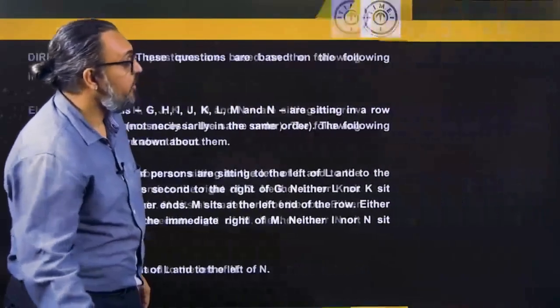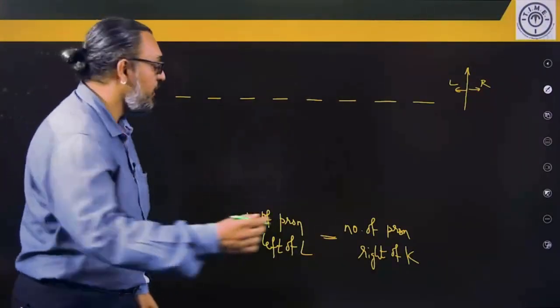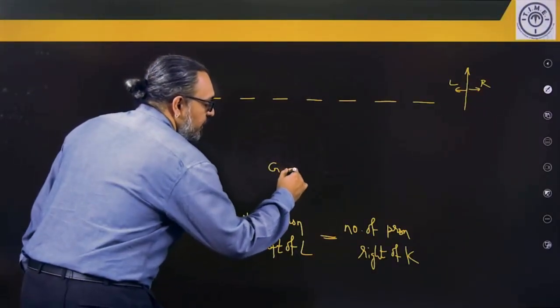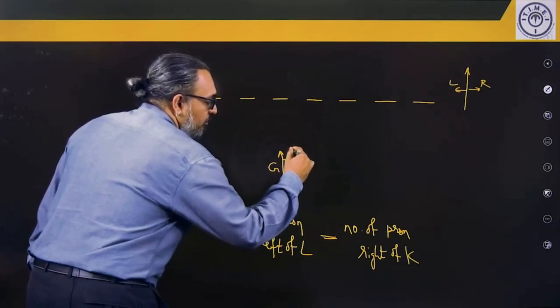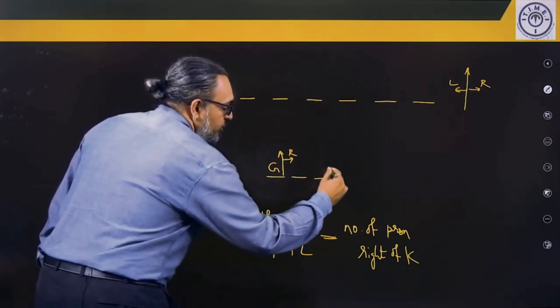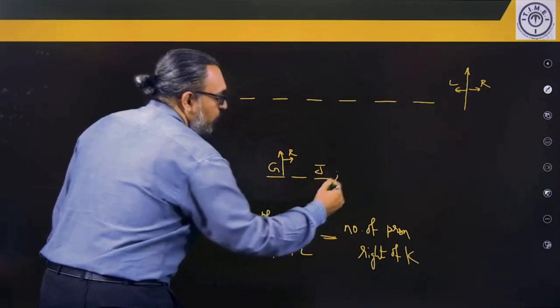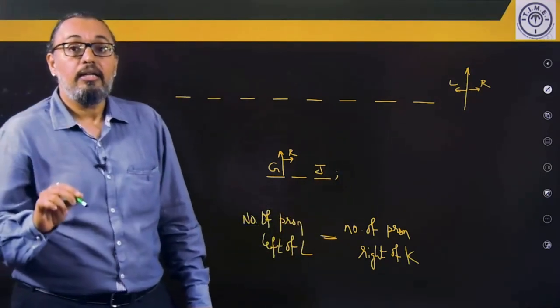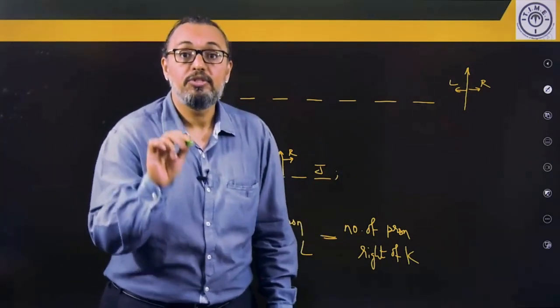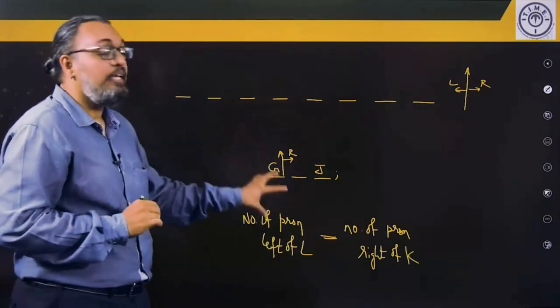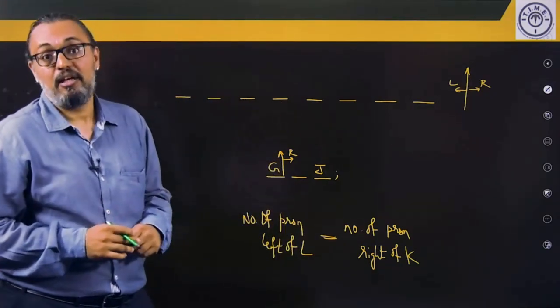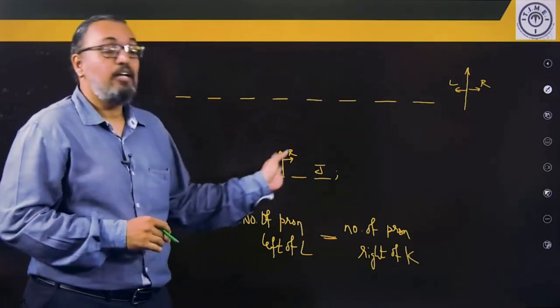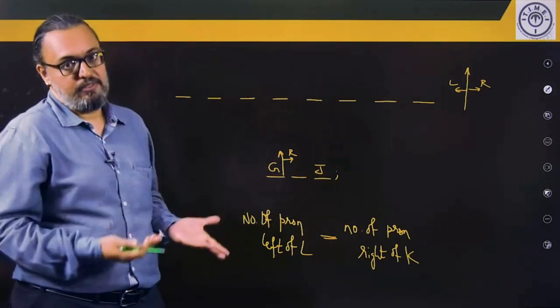Then J sits second to the right of G. So J is second to the right of G. He says right side of G. You first fix G facing north. Then this is our right side. Then J is second to the right of G. This is how you have to understand. Learn to recognize the information using positions. Then it becomes very easy to interpret and fix them in our arrangement. So J is second to the right of G. This is how you have to visualize.